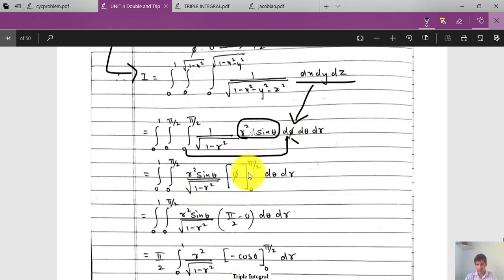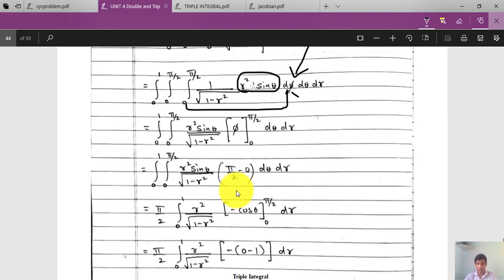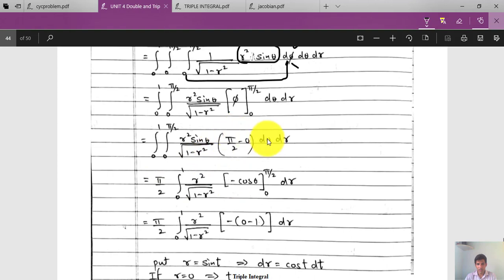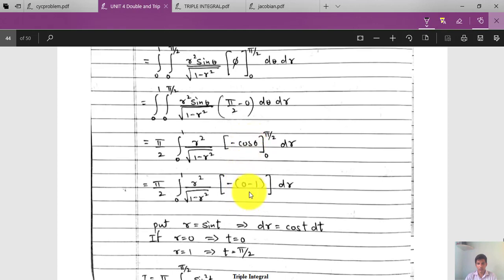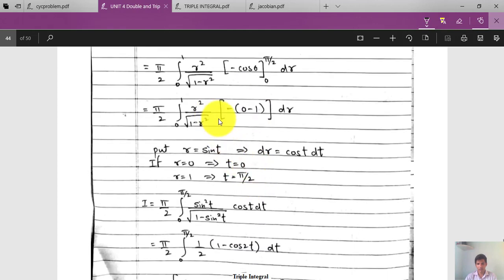So the integration of 1 turns out to be phi over the limits 0 to pi by 2, upper limit minus lower limit, then integrating again with respect to theta. So this turns out to be r square divided by the square root of 1 minus r square, which I will keep outside, treating r as constant. Sin theta integrates to minus cos theta over the limits 0 to pi by 2, dr. If I substitute this value, it is 0 minus 1, right?